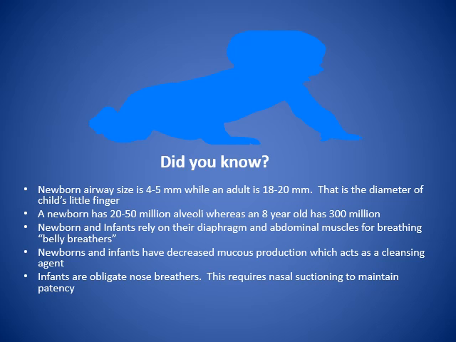Also of note, newborns and infants rely on their diaphragm and abdominal muscles for breathing, hence why you see them breathe a lot more with their bellies. It's easier to see. They have decreased mucus production, and they're obligate nose breathers. So what does that mean when I say that? It requires a lot more airway secretion clearance of their nose in order to breathe. If you try to put oxygen on a nose that's full of secretions and boogers, it's not going to go anywhere. You need to clear the nasal passages first if you're going to ventilate a child properly.